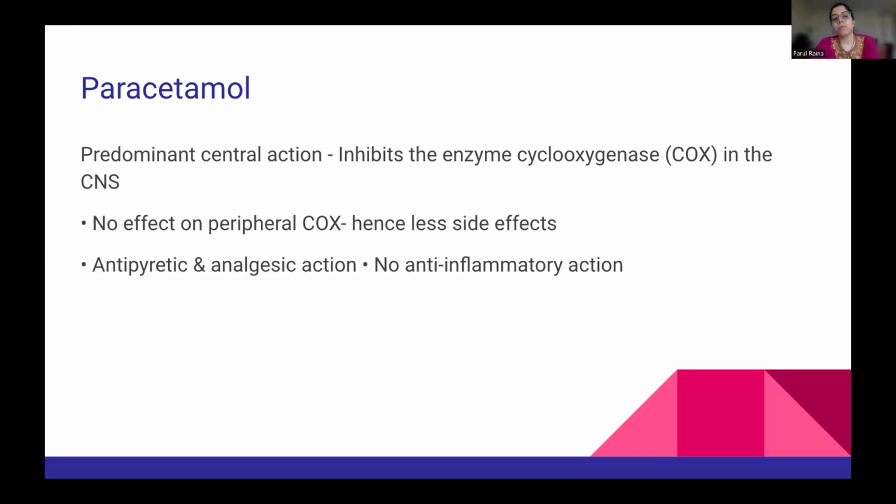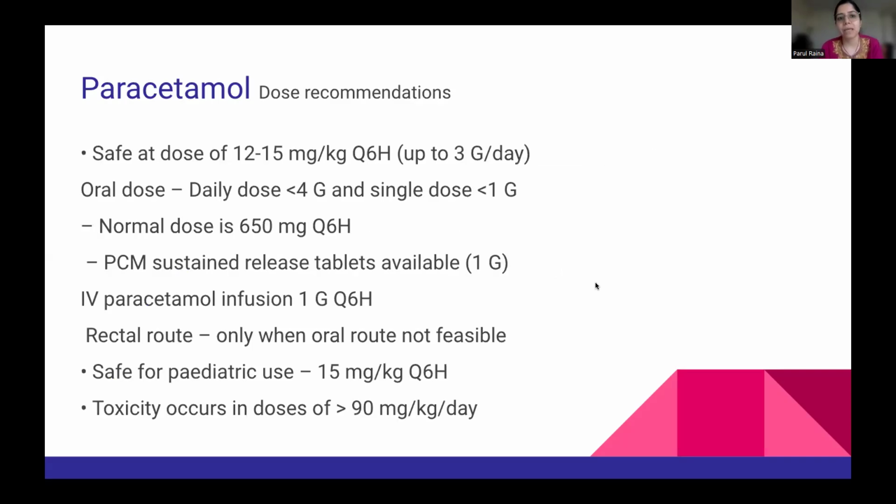It has got both antipyretic and analgesic action with no anti-inflammatory action, and it doesn't act on the peripheral COX enzymes. Coming to the dose recommendations, it is safe to be used at a dose of 12 to 15 mg per kg 6-hourly. We can go up to 3 grams per day. Oral dose has to be less than 4 grams in a day, and a single dose should be less than 1 gram. The normal dose is 650 mg 6-hourly.